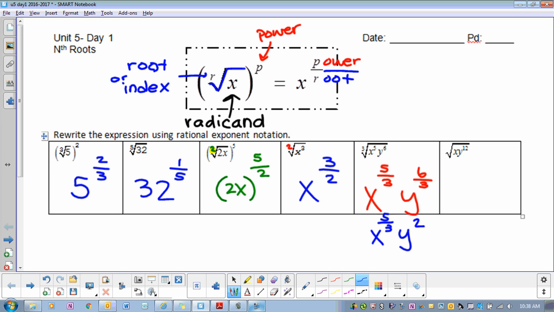All right, let's look at the next one. X. What's the power on that x? Huh? 1. No, the 12 is on the y. 1 over 2. The root is 2. Now what about the y? What's the power on the y? 12 over 2. We can simplify that, right? So this turns into x to the 1/2, y to the what? 6. Good. That's it. That's all we're doing with those. We're just rewriting it. Pretty good, right?